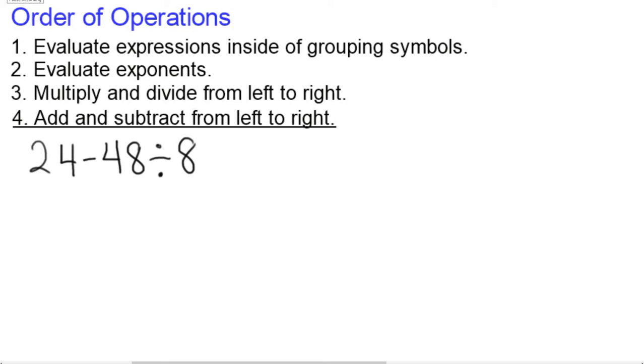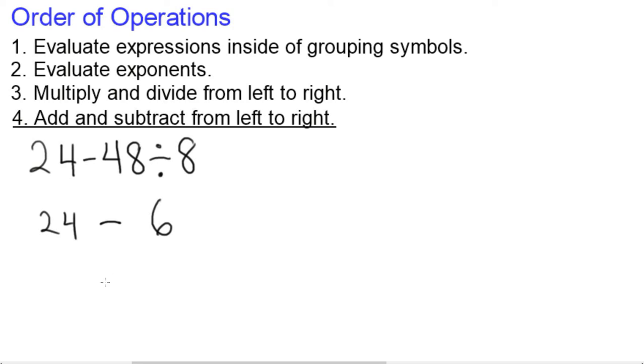So let's look at the following example. I have 24 minus 48 divided by 8. I have three terms here, and so I have to follow the order of operations to solve this. So we know addition and subtraction is always last, so I'm going to do division first, and so that's going to give me 48 divided by 8. So 48 divided by 8, 6. So I bring the 24 down. That's 24 minus 6. So this is the only operation left.